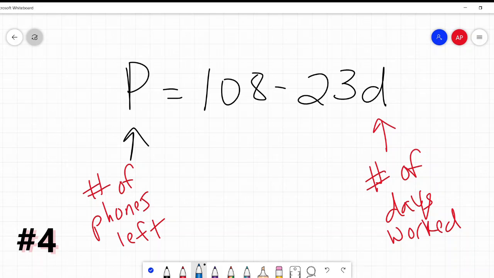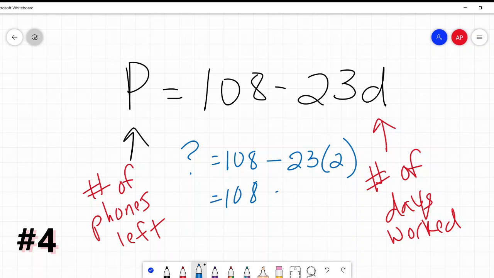If she has worked 2 days, how many phones does she have left? It's 108 minus 23 times 2 days. So 108 minus 46 equals 62. She has 62 phones left. So every day this number is going up. We're subtracting more phones. So what can we infer then?